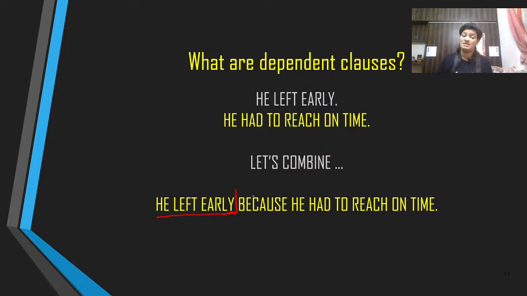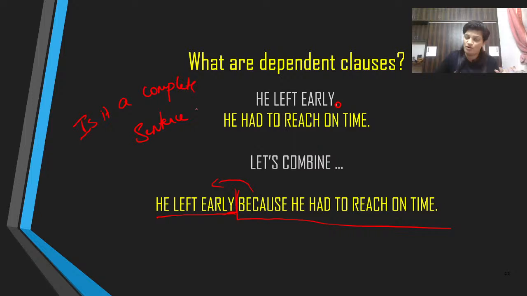Okay, this cannot be added to this thing. This conjunction doesn't get added to this thing. But when you say "because he had to reach on time," now listen to me carefully and answer my questions. Supposing I say "he left early," and I put a full stop over here, does it convey a complete thought? Is it a complete sentence? Yes or no?